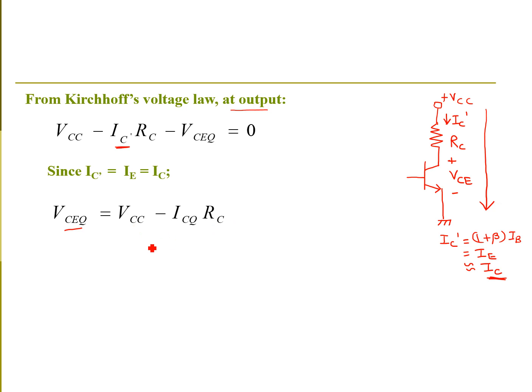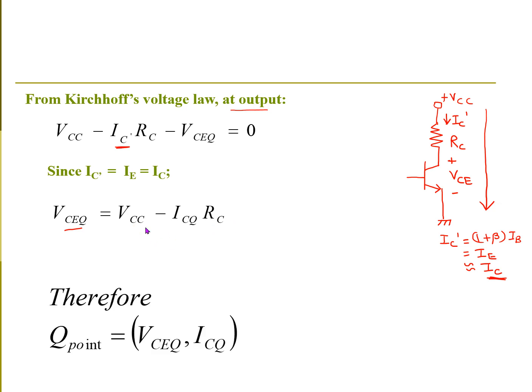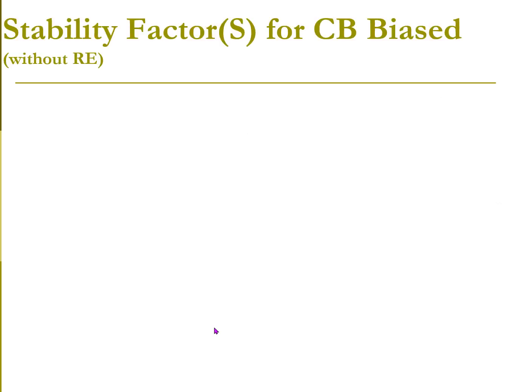Now you have got the Q point. The Q point is VCEQ, comma ICQ. These are your coordinates of the Q point. After getting the Q point, the next thing which we want to find out is the stability of the circuit. So we have the generalized equation of stability, which is 1 plus beta upon 1 minus beta del IB by del IC.